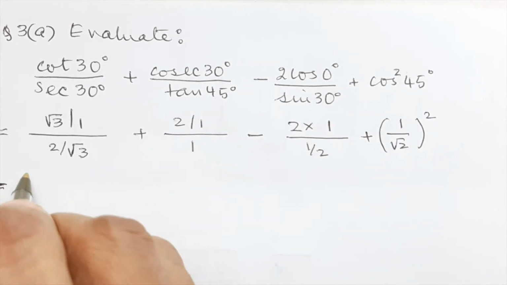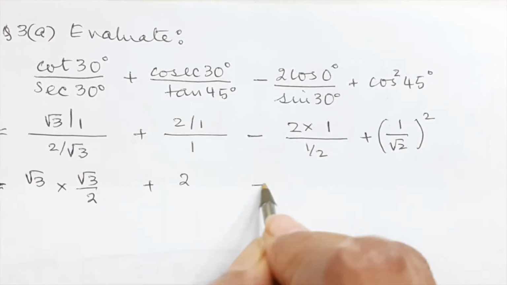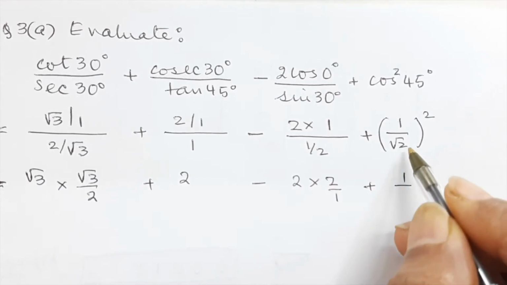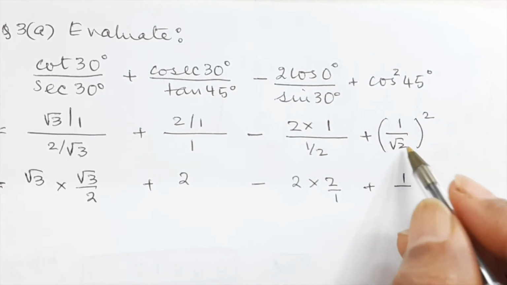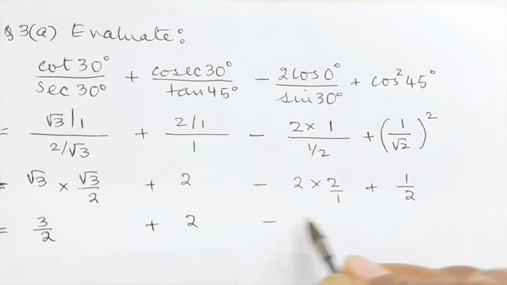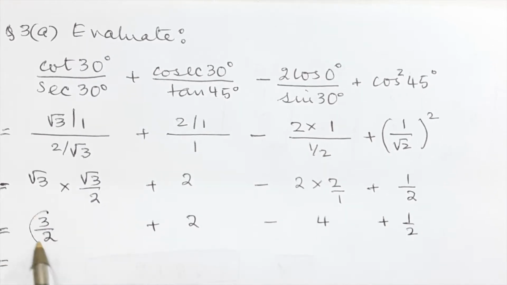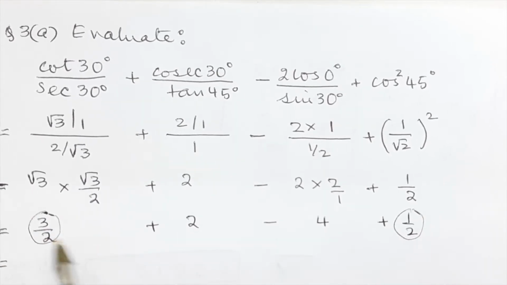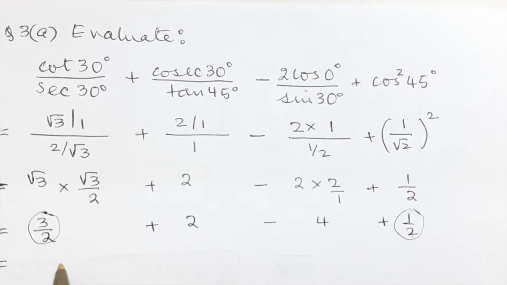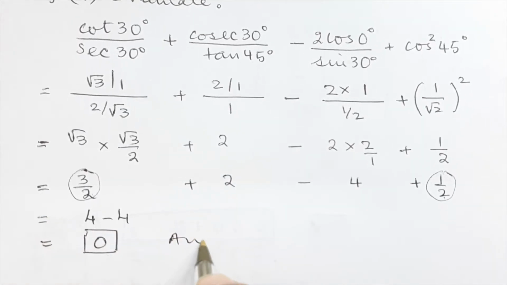Now let us simplify this. Root 3 multiplied by root 3 upon 2, plus 2, minus 2 into 2 upon 1, plus 1 upon root 2 square. 1 square is 1, root 2 square is 2. So we have 3 upon 2 plus 2 minus 4 plus half. Okay, now I'm going to take this and this together. This will be 1.5 and half, that is 2. So I'll have this plus this, that is 4. 4 minus 4 is equal to 0, and that is our answer.